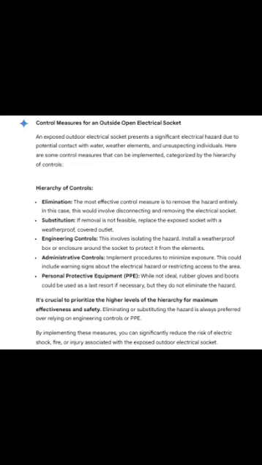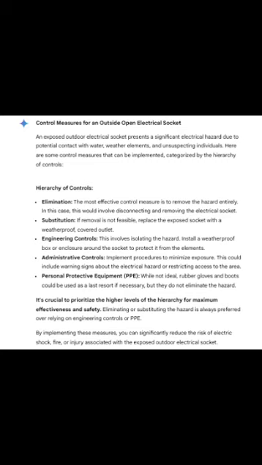Engineering controls. This involves isolating the hazard: install a weatherproof box or enclosure around the socket to protect it from the elements. Administrative controls. Implement procedures to minimize exposure. This can include warning signs about electrical hazards or restricting access to the area. Personal protective equipment, PPE. While not ideal, rubber gloves and boots could be used as a last resort if necessary, but they do not eliminate the hazard.